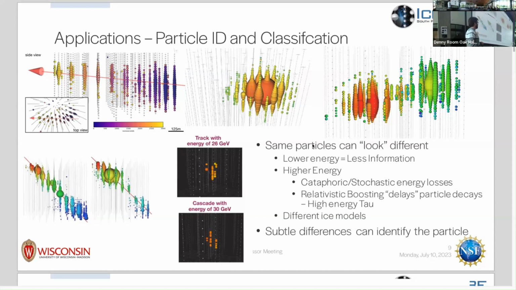In addition, at higher energies, we can have catastrophic or stochastic energy losses due to bremsstrahlung. Here we have two events that in the simulation are injected at exactly the same angle and exactly the same energy, but we see two different realizations. And one of our biggest systematics is the ice models that we use. We're constantly upgrading our knowledge of the ice, and which ice model you use can have a pretty significant impact on how your events look in the simulation.